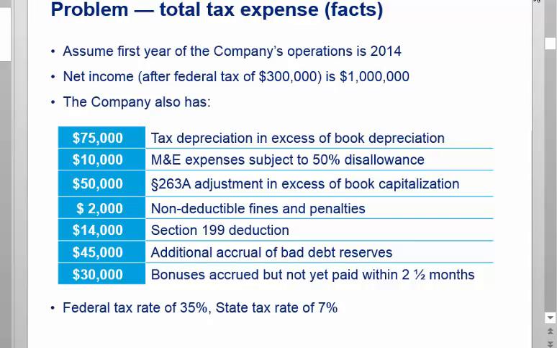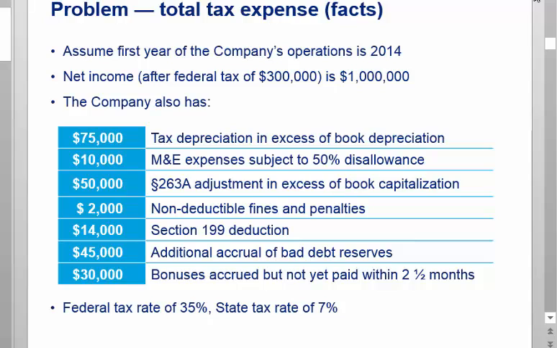263A adjustment, in excess of book capitalization, 50 grand. Roomy. Temporary item, right? We're going to add that back. For tax purposes, we're going to add that back now. We're going to deduct it later when we sell the inventory. Okay? Non-deductible fines and penalties.